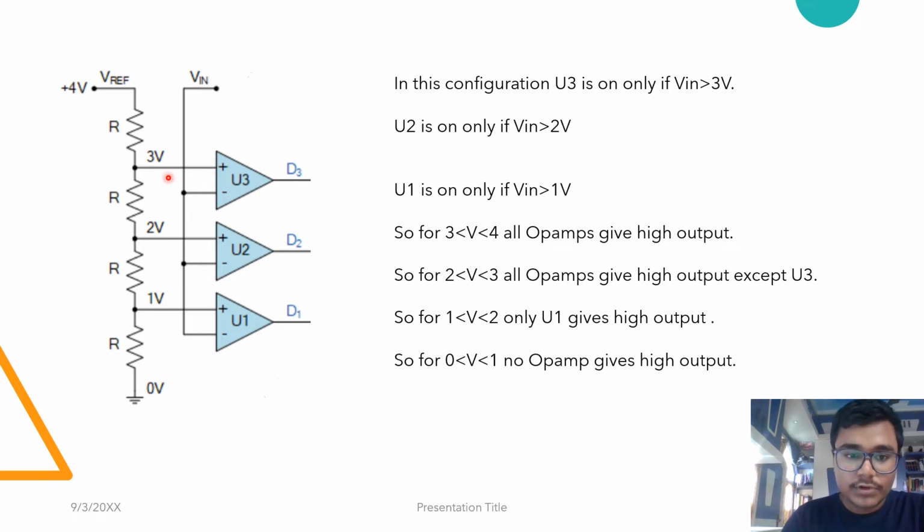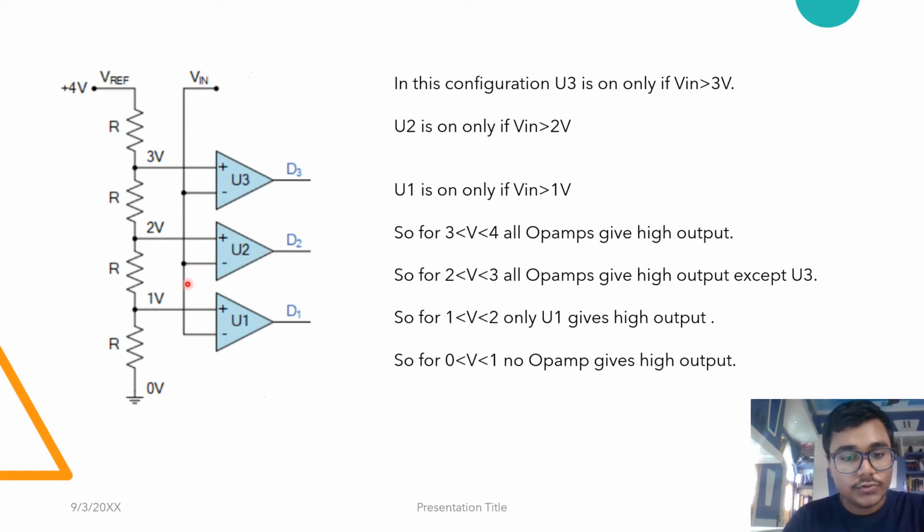Now, if the input voltage is greater than the non-inverting terminal, then as we have seen earlier, the comparator will be on. So here, if the V input is between 3 and 4, U3, U2 and U1 all will be on. If it is between 2 and 3, only U2 and U1 will be on.